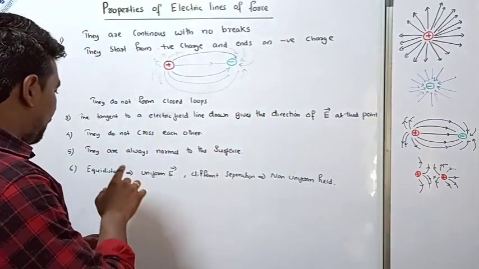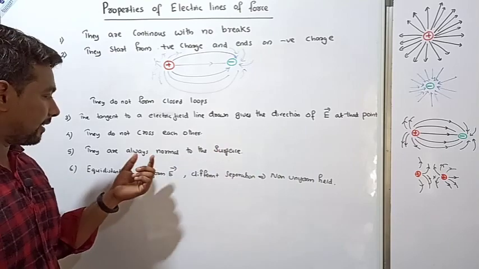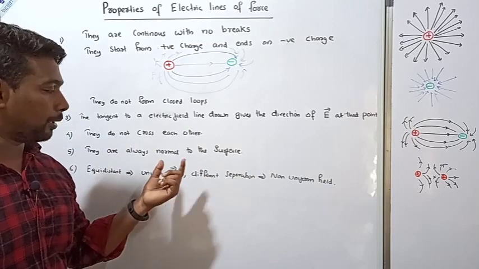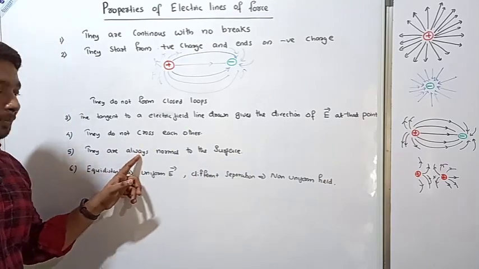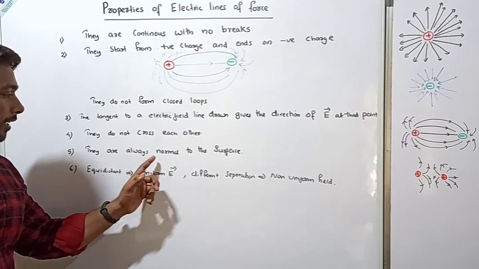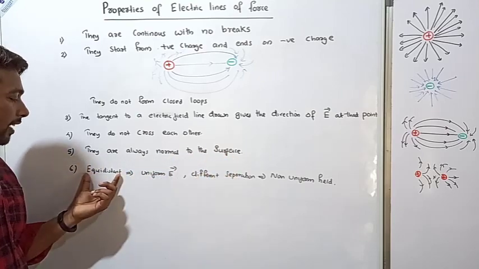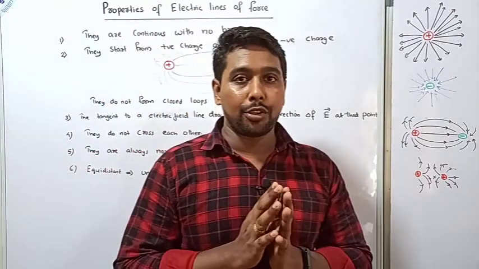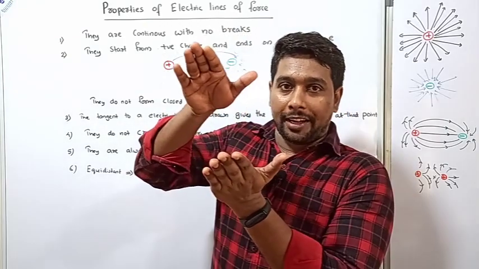Then, the direction is always normal to the surface. Electric field line direction being normal means it is always perpendicular to the surface. Always remember this: the electric field lines are always normal to the surface. Normal means perpendicular to the surface. Then, equidistant lines mean a uniform electric field. If the electric field is uniform, what we see is equidistant electric field lines.